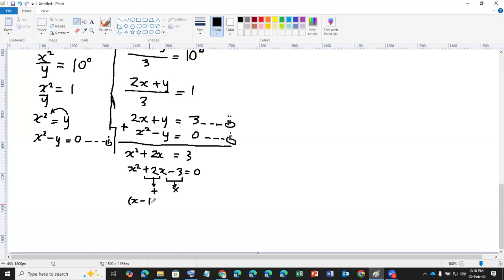Let's try this naturally. See how simple this method is. x minus 1 and x plus 3. Then you can put your 0 there. So, there we go. Of course, you know that it means x equals the values that make each factor zero.